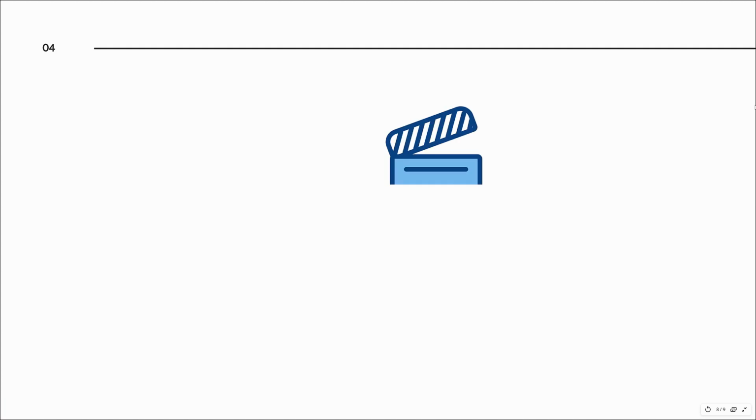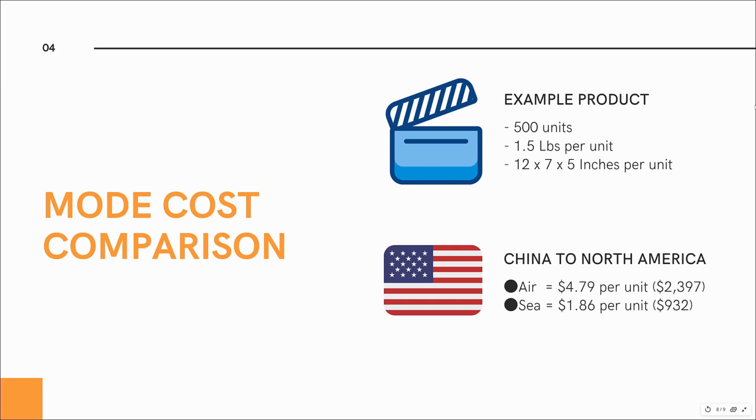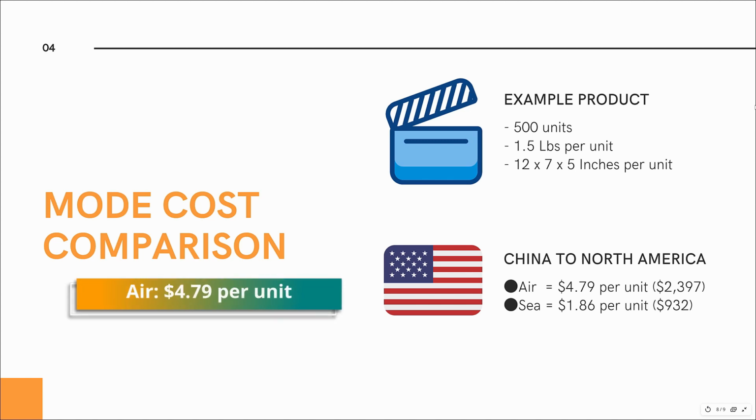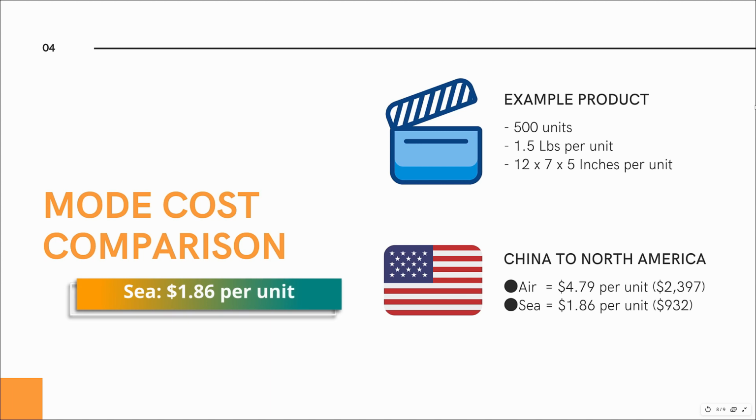But what are the major differences in cost between these modes? Well, you can see our example product here, 500 units, 1.5 pound product at those dimensions, pretty standard, maybe something similar to what you're doing. And you can see China to North America, here are the costs involved when we use different modes. With air, it's going to be $4.79 per unit, or for that whole shipment, $2,397. Whereas if we do sea, it's going to be $1.86 per unit, or $932 overall.